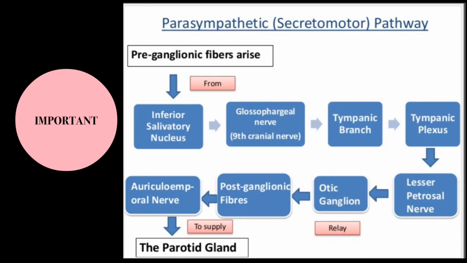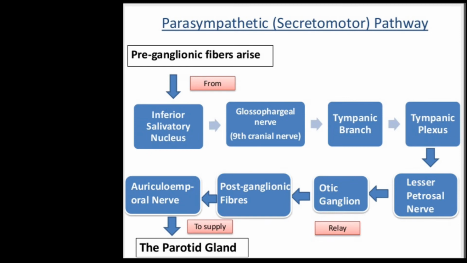The preganglionic parasympathetic fibers arise from the inferior salivatory nucleus of the medulla and pass successively through the tympanic branch of the glossopharyngeal nerve, tympanic plexus, lesser petrosal nerve, and relay into the cells of the otic ganglion. The postganglionic fibers arise from the ganglion, pass through the auriculotemporal nerve and reach the gland.